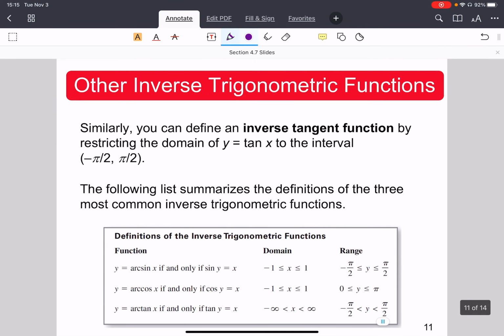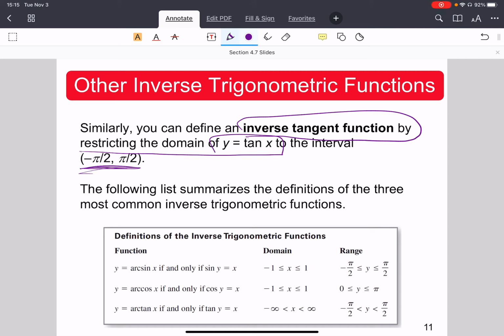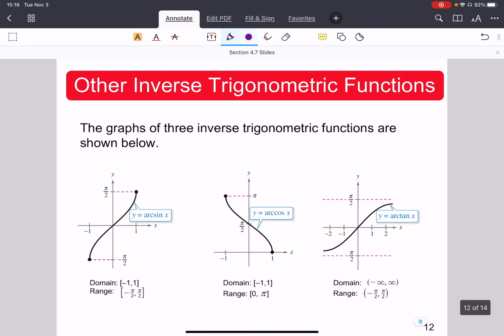Okay, so very similarly, we're going to define an inverse tangent function. We're going to restrict the domain of tangent to be negative pi over 2 to positive pi over 2. And then you guys can see on this table all the domains and ranges we're using for the inverse functions. And then finally, the graphs of the 3 inverse trig functions are shown here. This one is arcsine, arccosine, and arctangent. So again, we get these inverse functions by restricting the domains of the original functions.